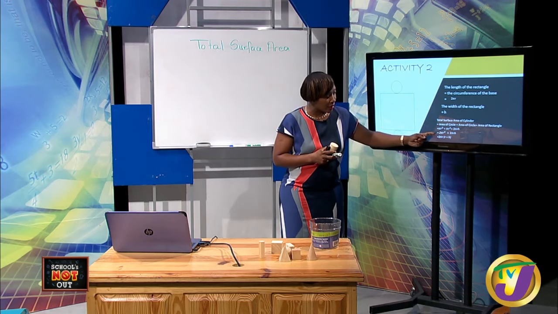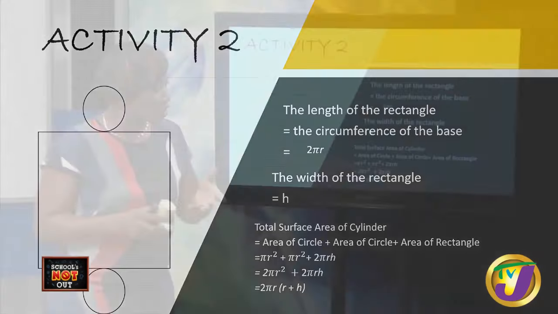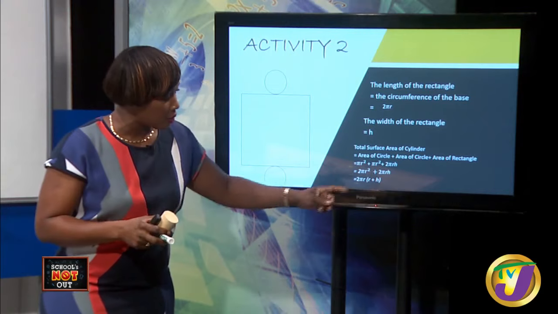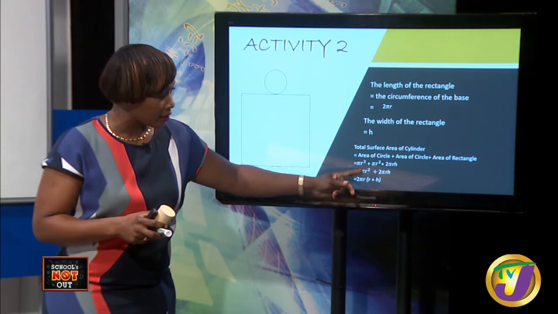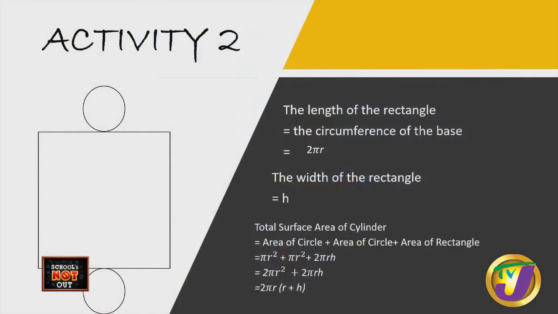When you add those, you'd get 2 pi r squared plus 2 pi r h. And if we were to factorize what is common between these two terms, our expression would be 2 pi r, and what we'd have left is r from here and h from there. So this now becomes your simplified formula for finding the total surface area of your cylindrical gas tank.